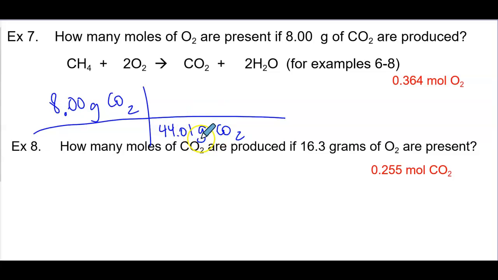Periodic table. Remember, periodic table number, grams. The opposite box is always 1 mole of the same stuff if I'm using the periodic table number. So now grams of CO2 cancel. I have moles on top, so I'm going to mole shuffle. So I'm going to have moles of CO2 here.